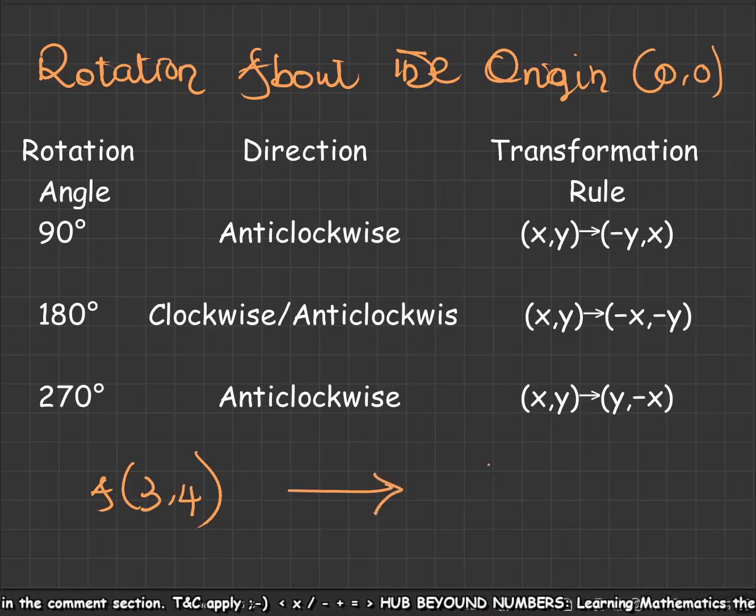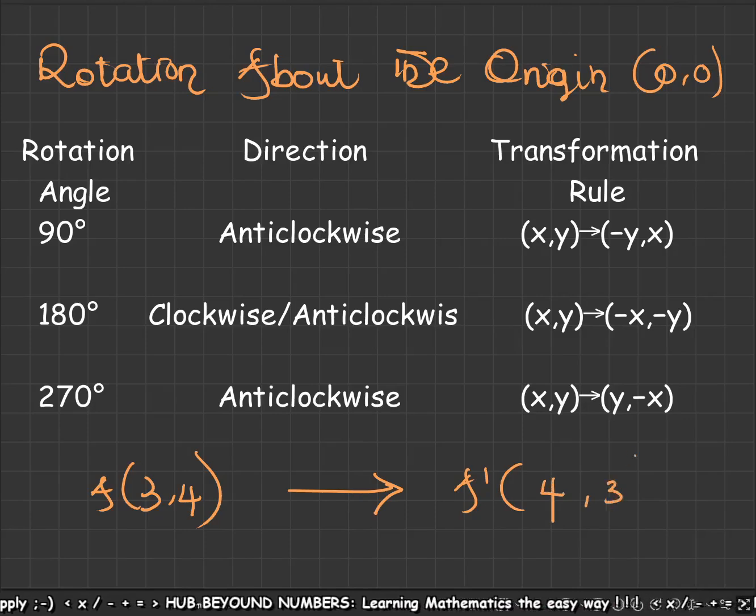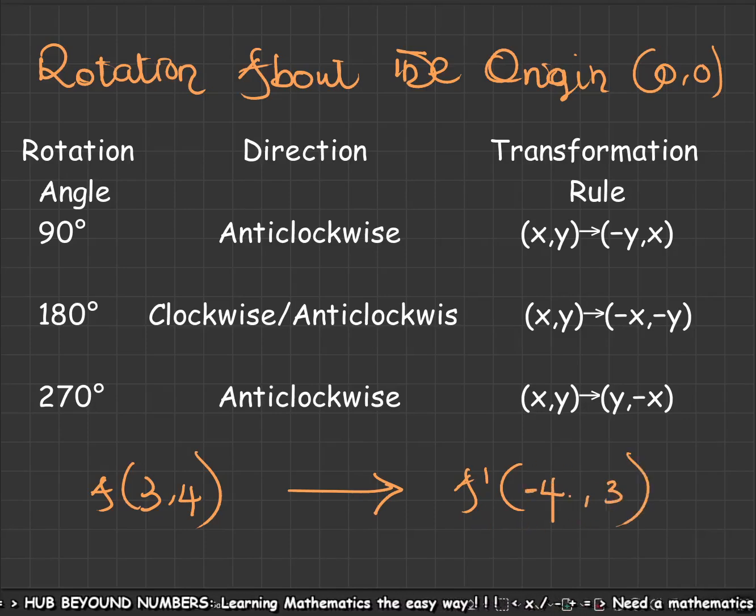all it is saying is let's interchange the values so that we have 4, 3, and then we negate our new value, which is for x. As simple as that. So rotation of 90 degrees, do what? Interchange and then negate your new x value.